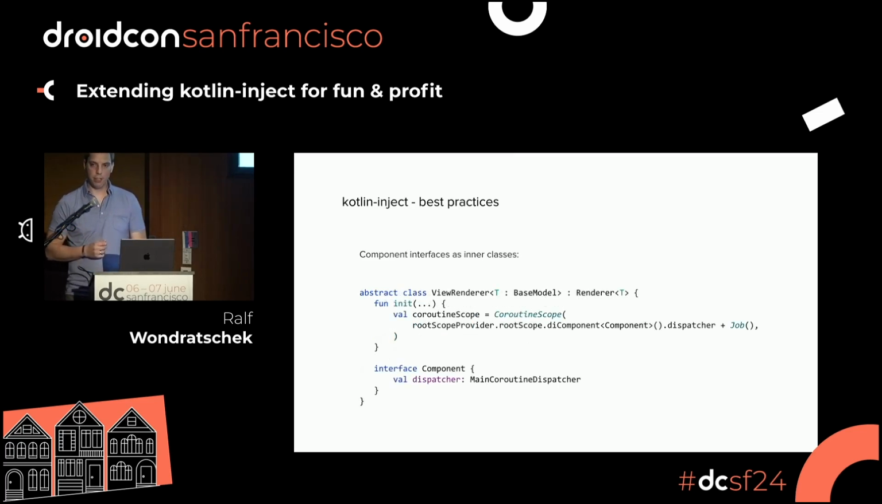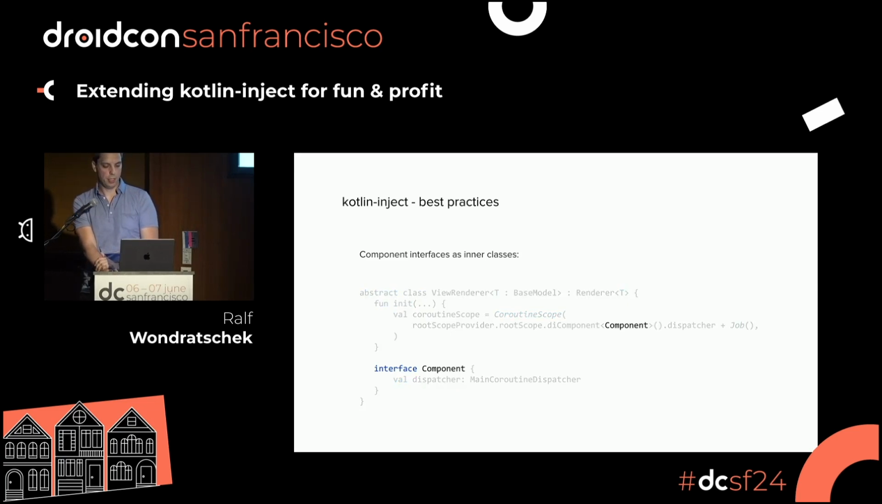Then if you need to get an object out of the DI graph, as we've seen with the weather repository earlier, usually we make these components inner classes in the classes where they are being used. For example, here our view renderer needs the main coroutine dispatcher, so we created an inner class component, and so we keep it close to the usage side of things. So here we use the component, and then we can reference the dispatcher.